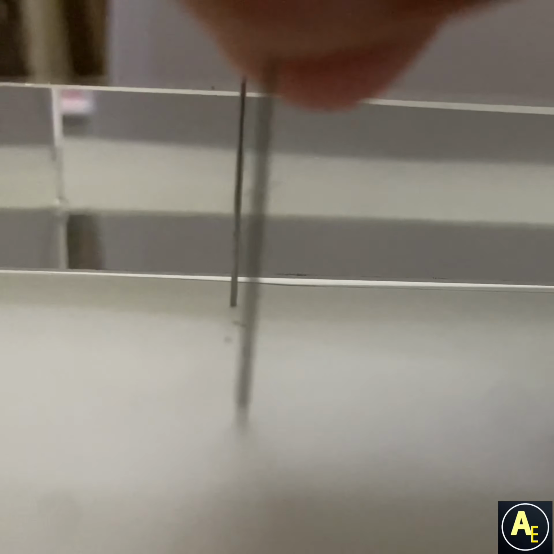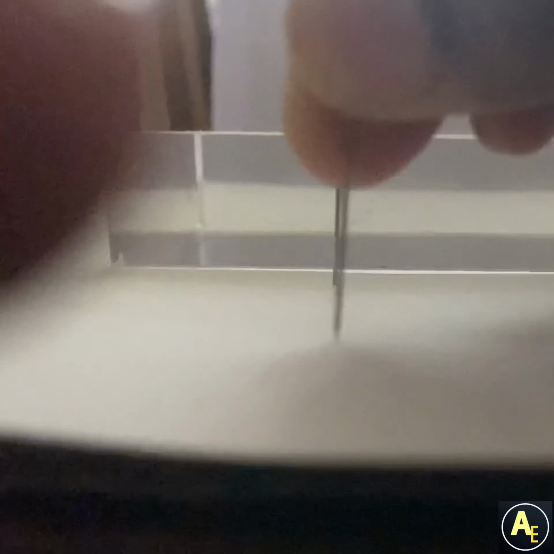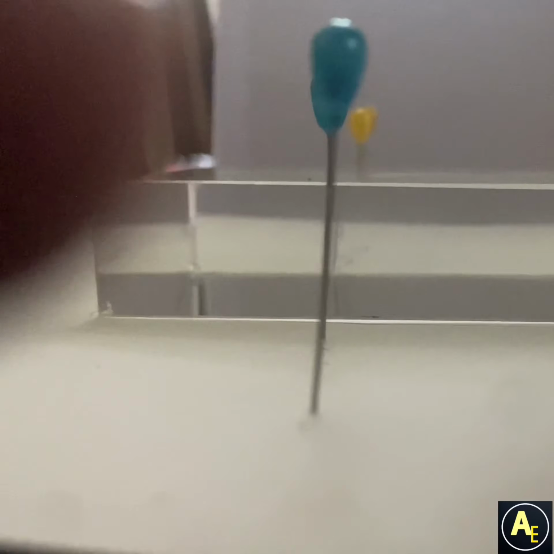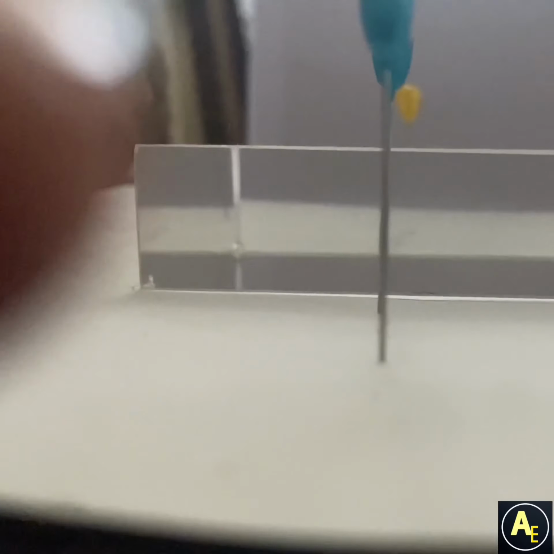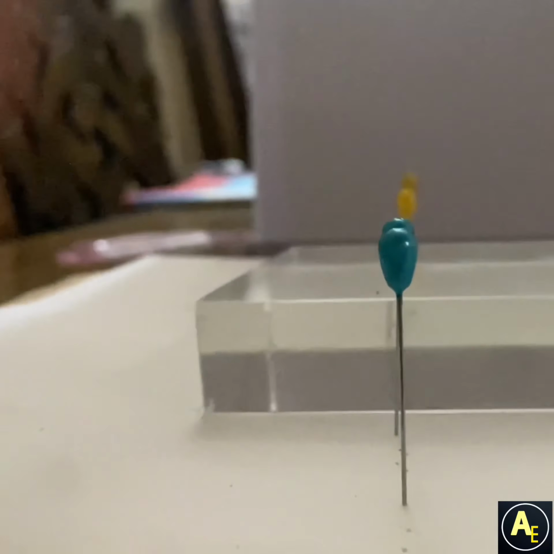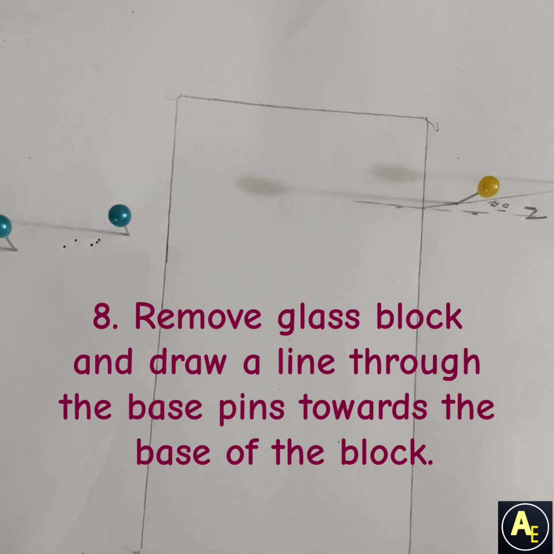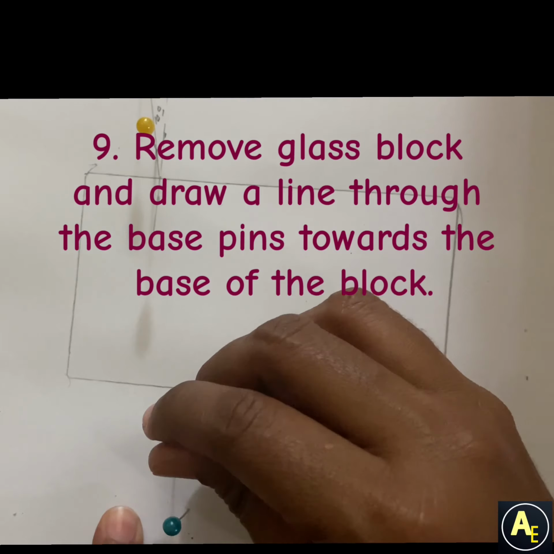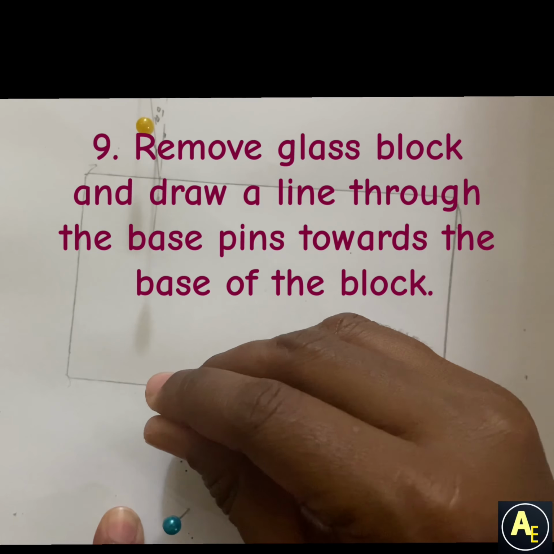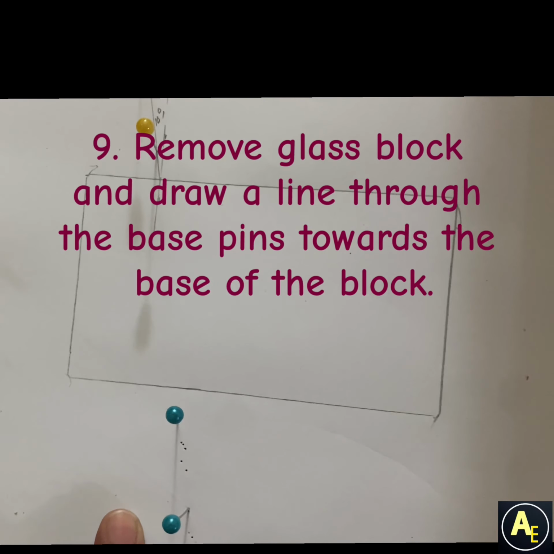Again, place another optical pin in front of the pin that you had just placed. Even though four pins are on the board, it should look as if you are looking at a single pin only through your glass block. Remove the optical pins at the bottom and draw a line through those pin holes connecting to the base of the glass block outline.